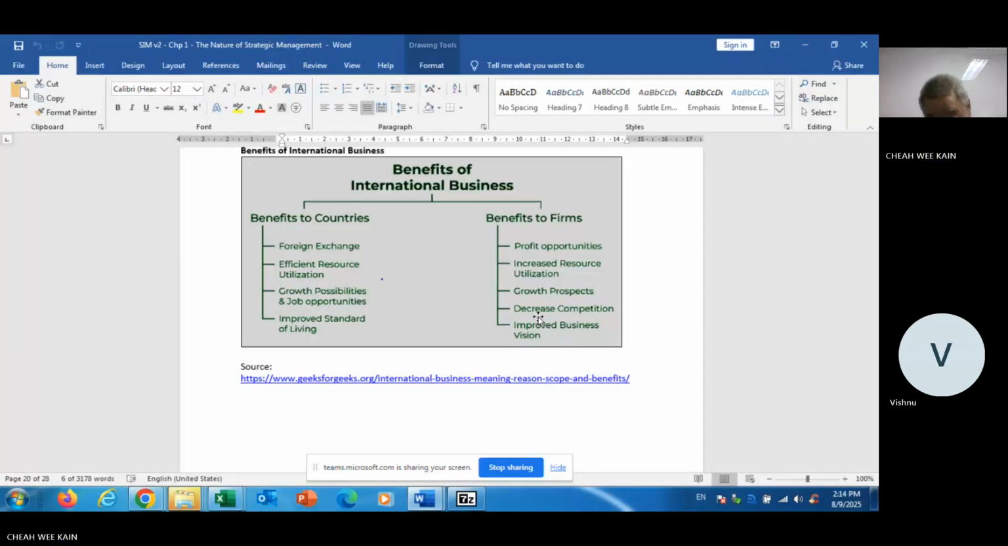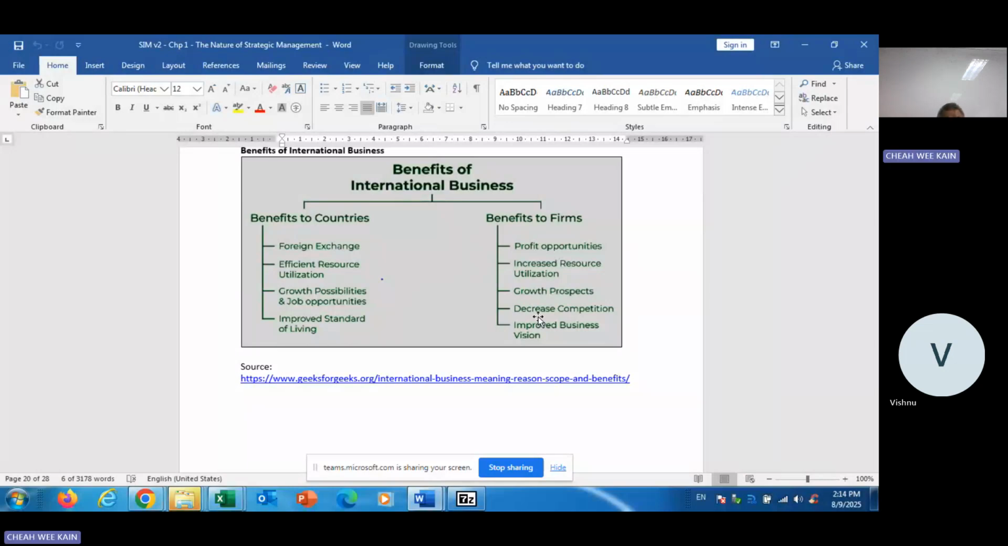Also, improve business relations. When you're selling outside a country, you become more broad-minded because you are dealing with many types of customers. So your thinking becomes broader. You are not a small frog in a small pond. You will become a big fish in the ocean. Okay, that's what it means.